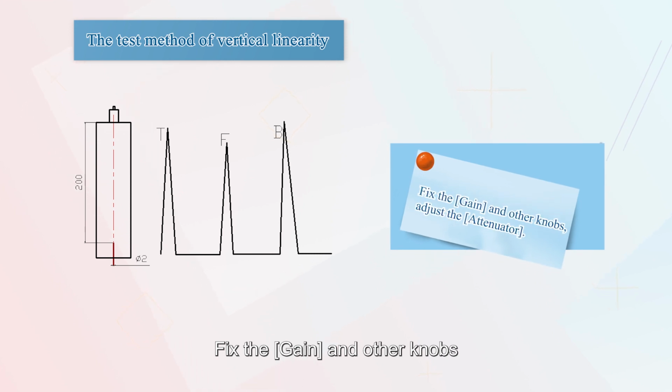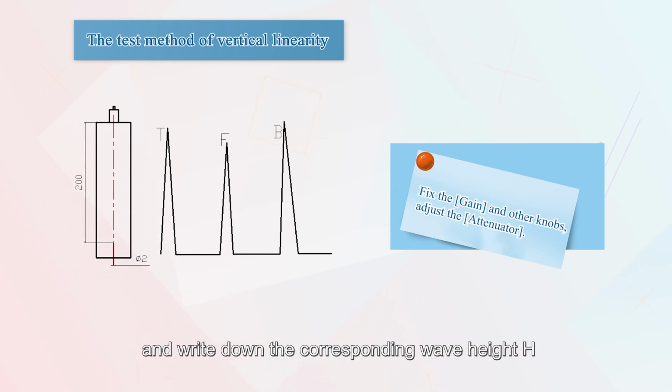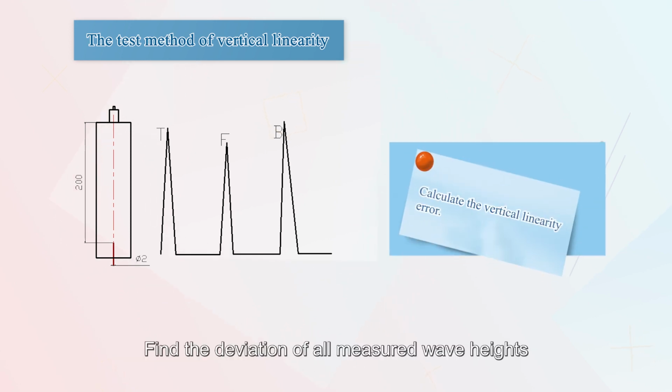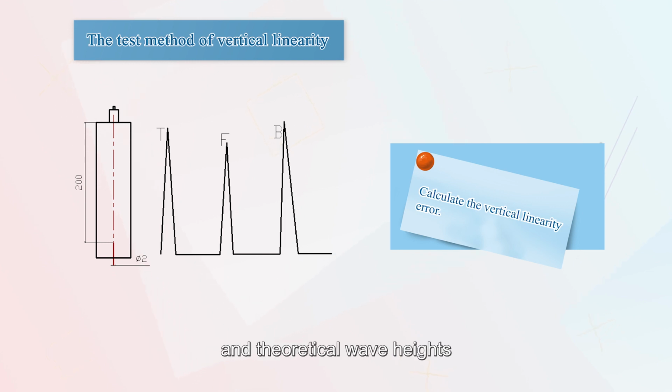Fix the gain, GAIN, and other knobs. Adjust the attenuator, attenuate 2 dB each time, and write down the corresponding wave height H until the edge of the flat bottom hole cannot be identified. Find the deviation of all measured wave heights and theoretical wave heights and calculate the vertical linearity error.